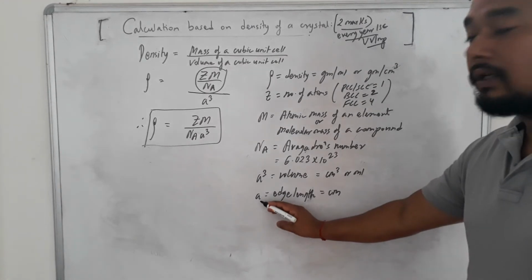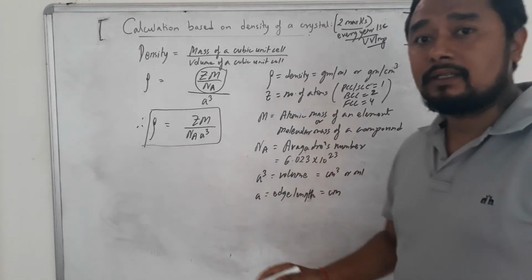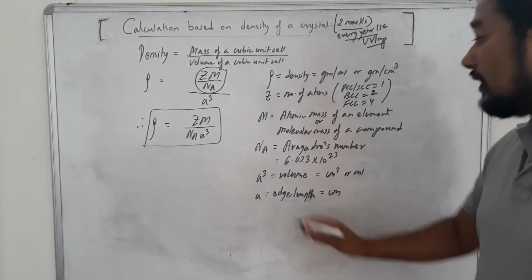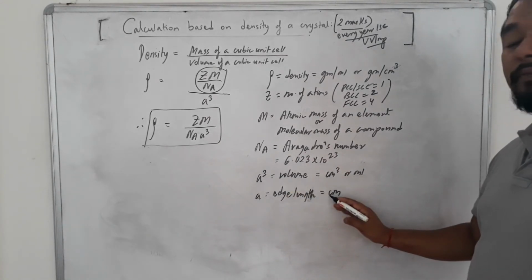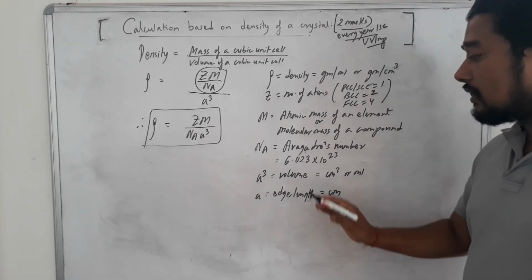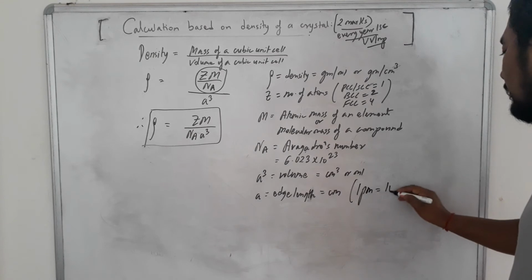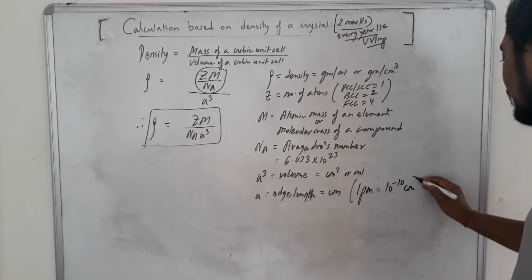But here we should not take edge length in picometer. In a numerical problem, if edge length is given in picometer, your job is to convert it to centimeter, students, always. So how to convert picometer to centimeter? You can remember the relation like this: 1 picometer means 10 to the power minus 10 centimeter.